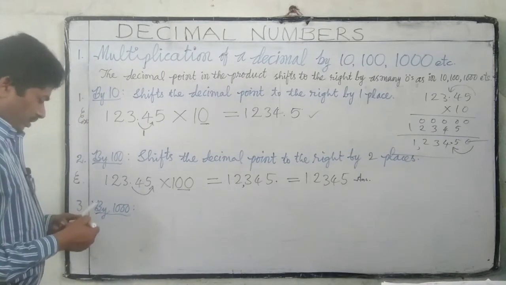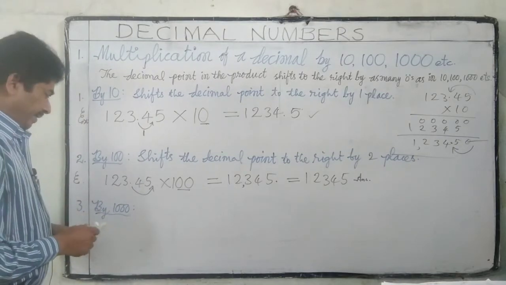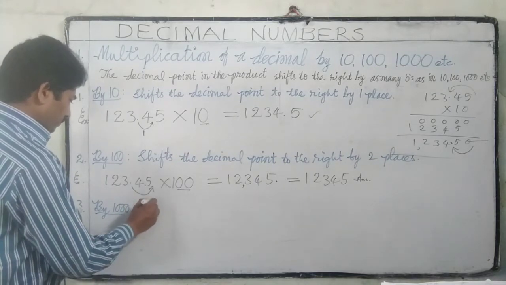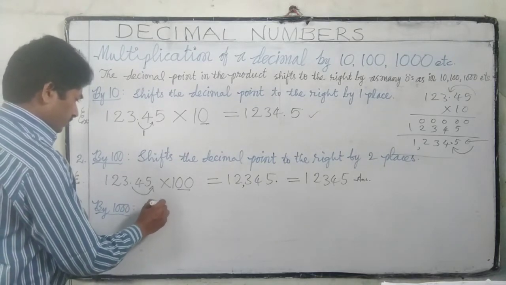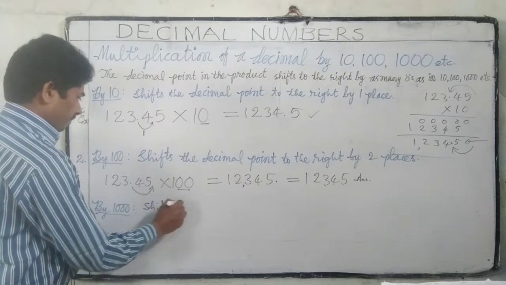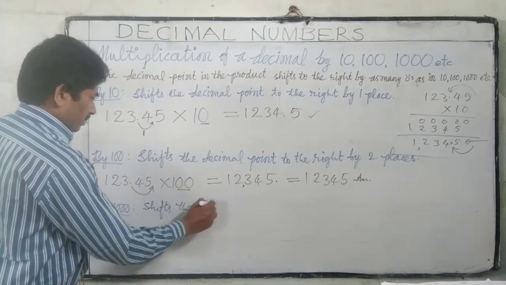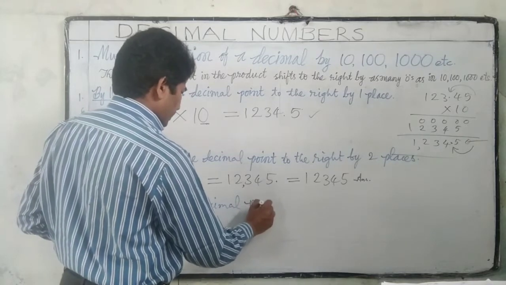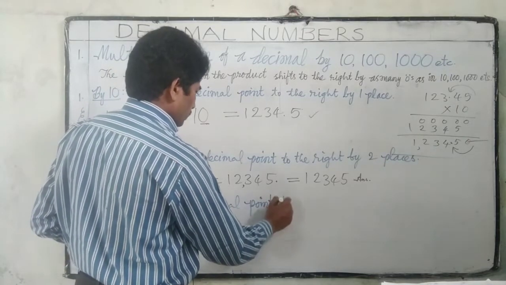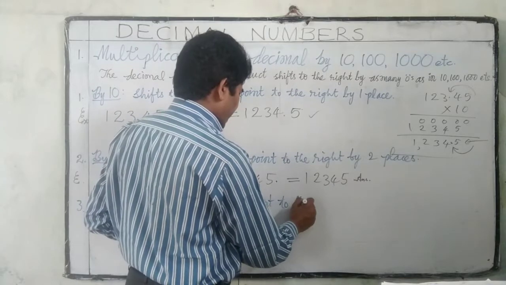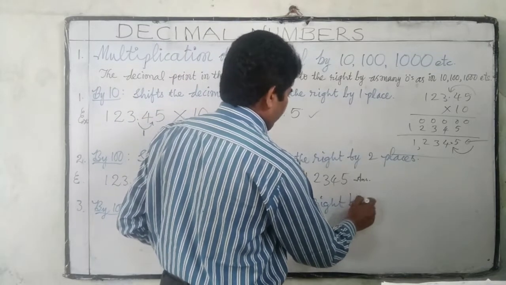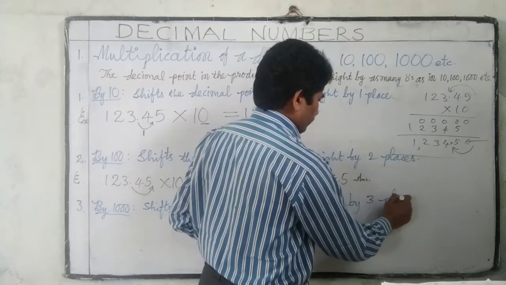By 1000. To multiply a decimal number by 1000, simply shift the decimal point to the right by 3 places.